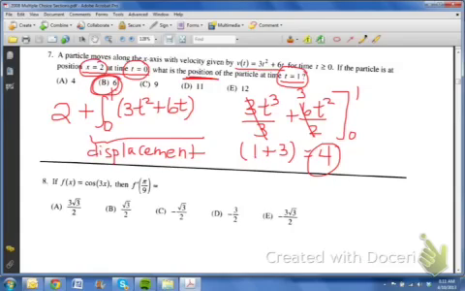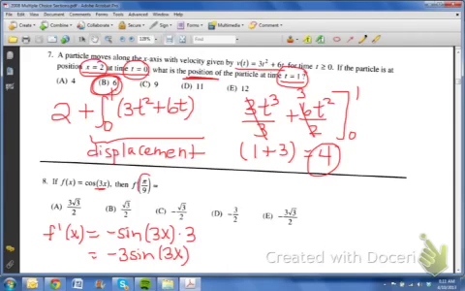All right, number 8, we're asked to take the derivative of this function at a specific value. So I'm going to take the derivative of the function, and I have to do the chain rule because I have one function inside another one. I have 3x inside of cosine. So I'm going to do the derivative of the outside, taken at the inside, times the derivative of the inside. So I'm going to get negative 3 sine 3x.